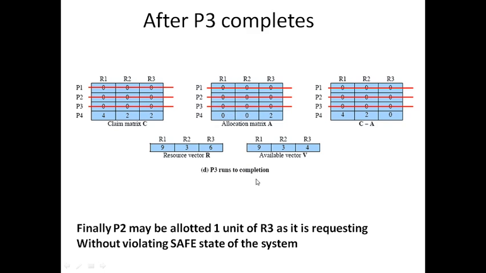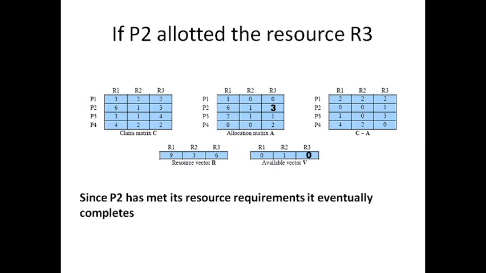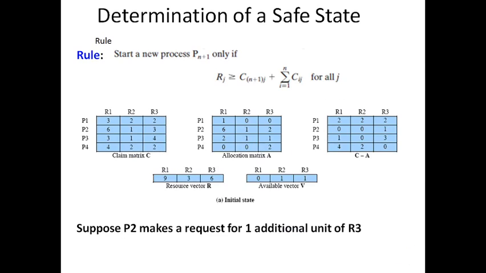Now the final conclusion is that this request of P2 can be accepted. To determine that, we executed the entire algorithm, and we found that P2 can be allocated one unit of R3 safely, since we are able to find a sequence of completing all the processes.